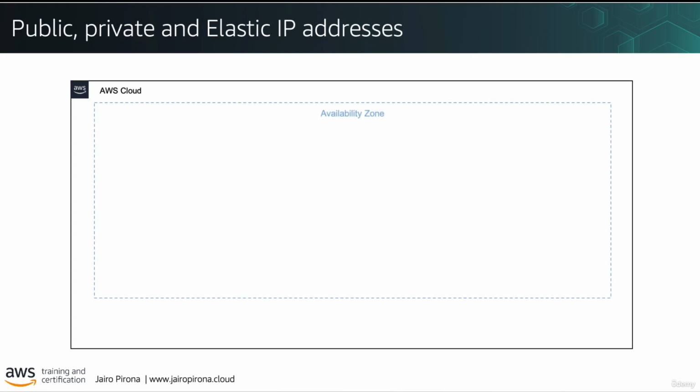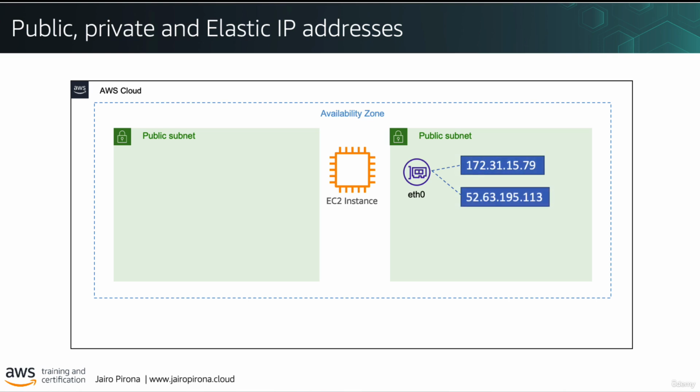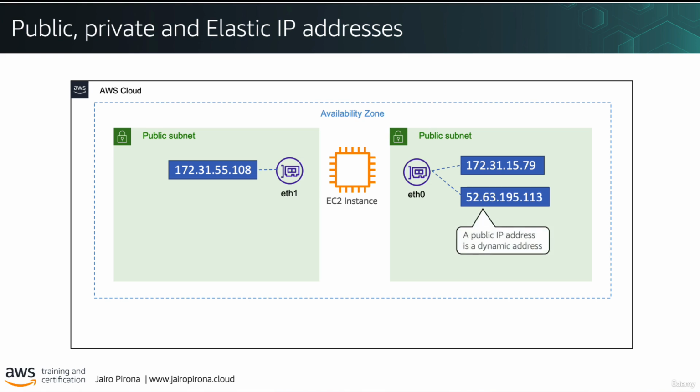So, we have our AWS account, and in this there's an availability zone. Let's say we have two subnets within that availability zone, and we have an EC2 instance, and that instance has an interface on one of the public subnets. That interface has a private IP address and a public IP address. Then, it has another interface on another subnet within the same availability zone, or AZ, and it has a private IP.